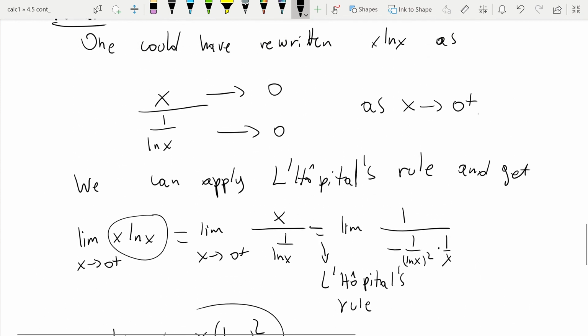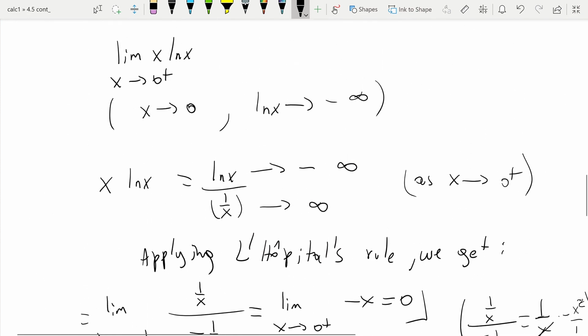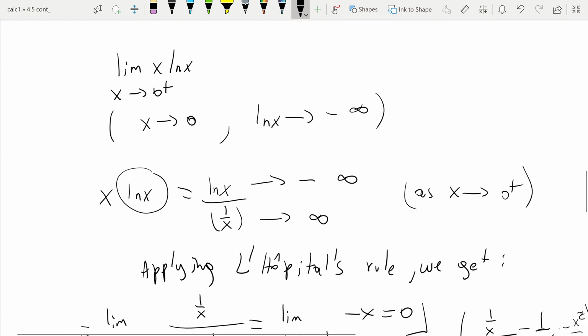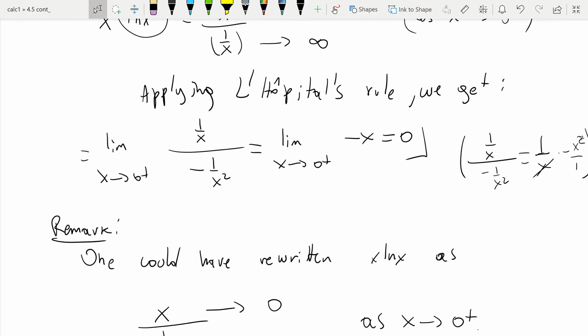So look at this example. Here we had x times natural log of x, so we kept the natural log of x where it was, and we just moved x. We rewrote x as 1 over 1 over x. And that was what led us to the final answer, which is 0.